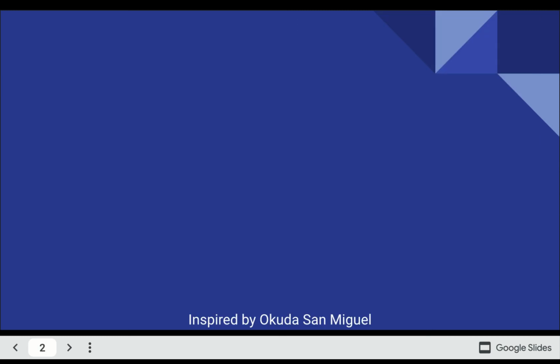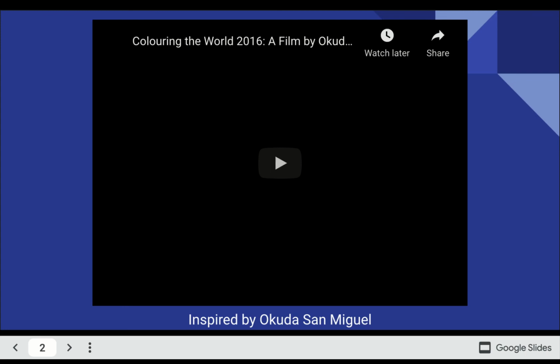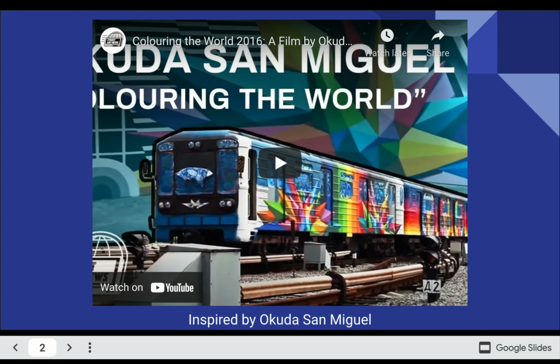So how this is going to work, this whole project is inspired by Okuda San Miguel. And he is a Brazilian artist, and he is considered a street artist or a graffiti artist. He also does a lot of sculptural work, but mostly it's very vibrant and colorful, and it's geometric and organic shapes mixed together. So I'm just going to show you, this is one of his from 2016. It's like a combination of everything he did in 2016.